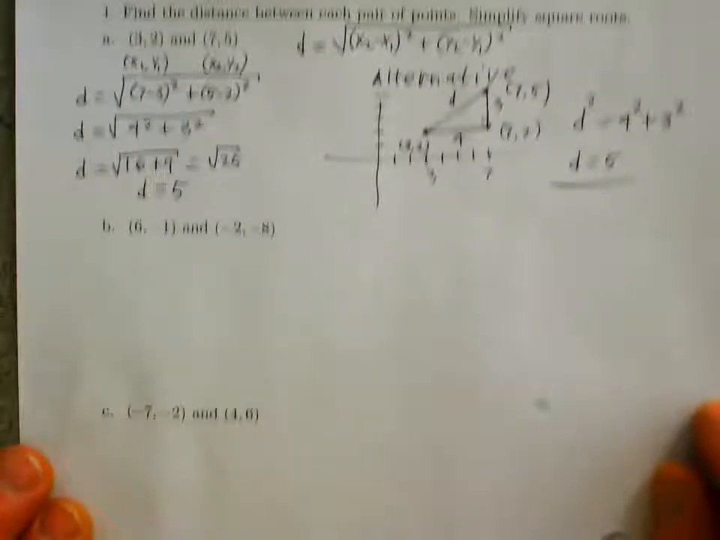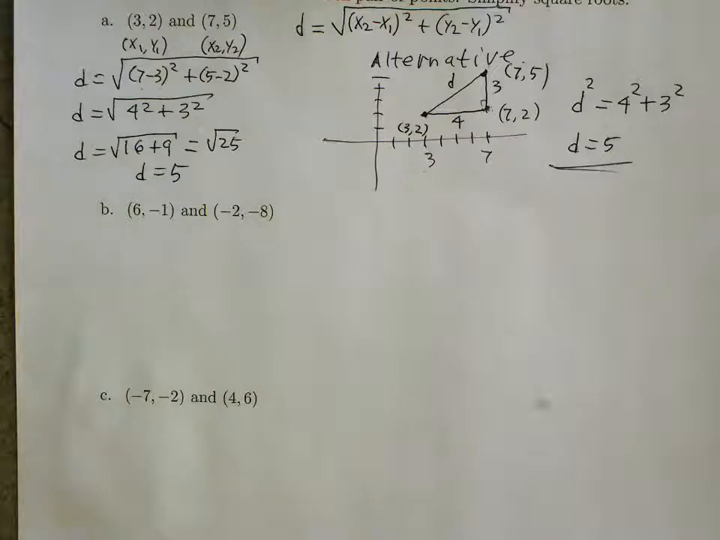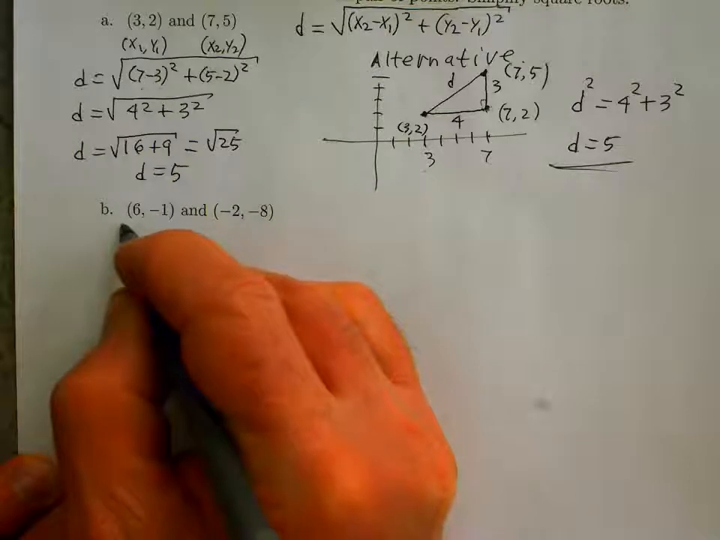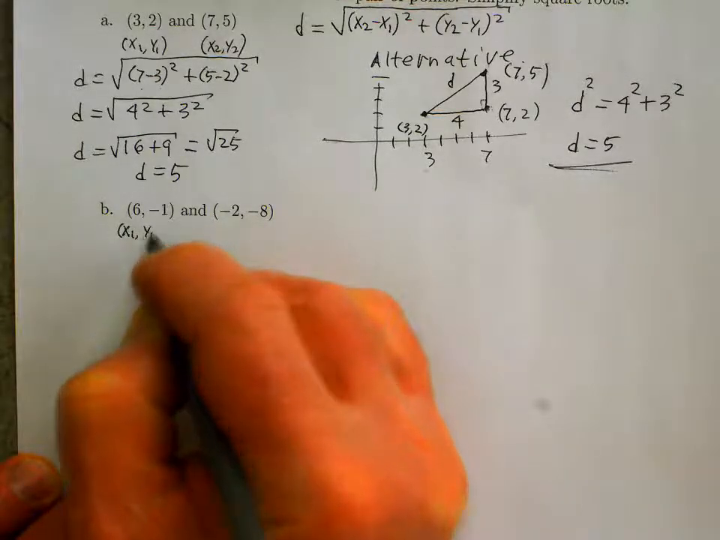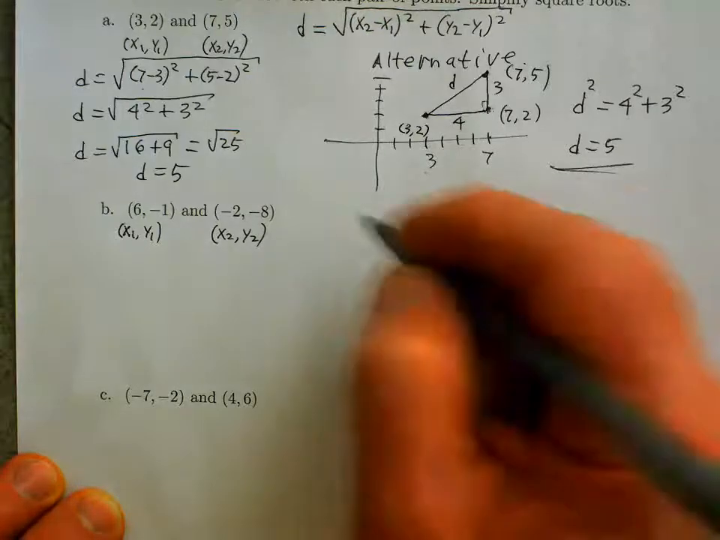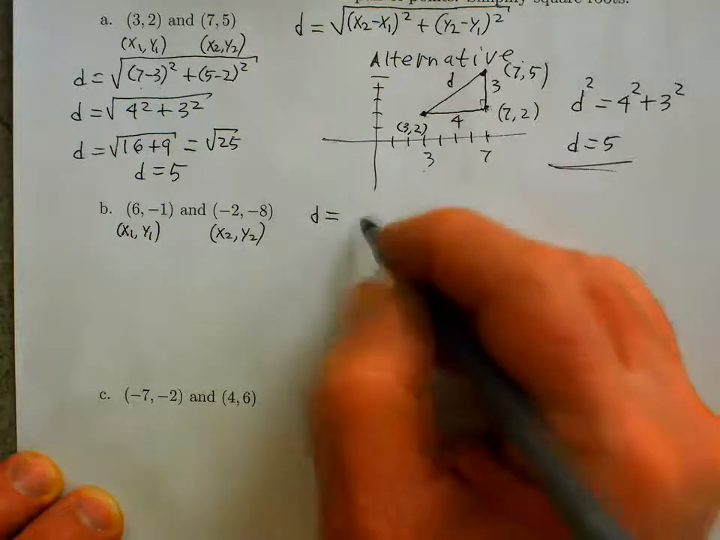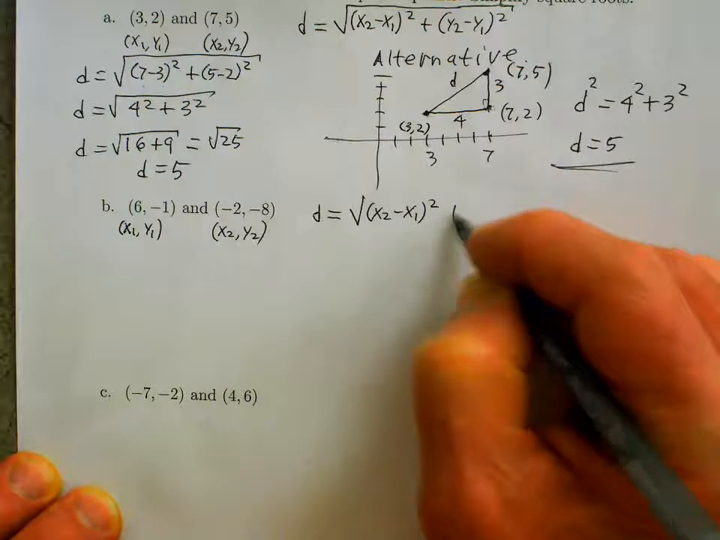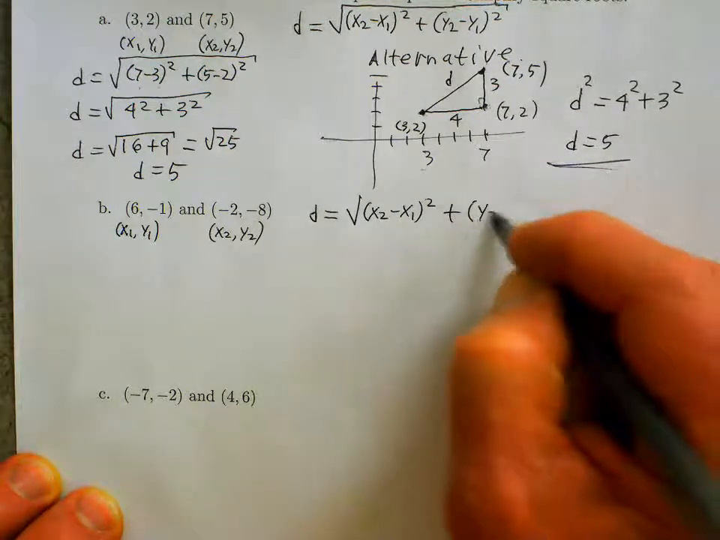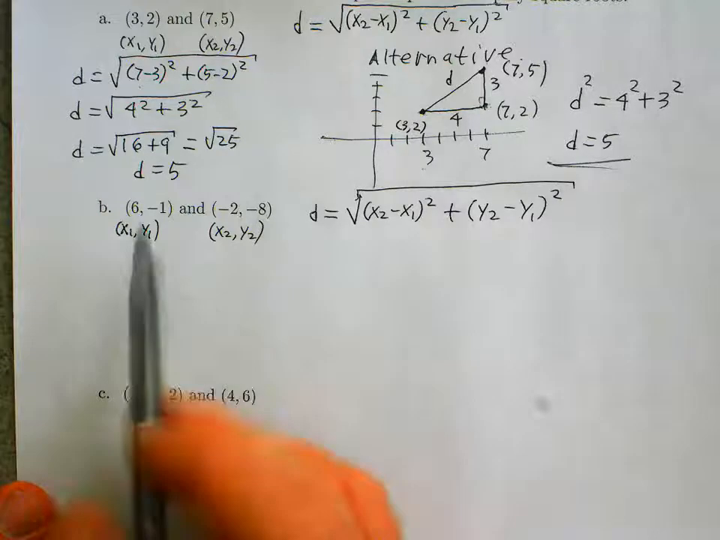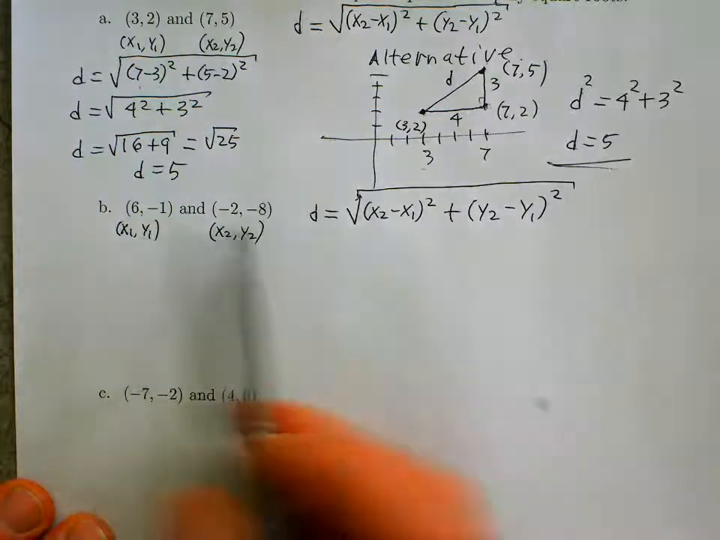Okay, the next example, let's find the distance between the points 6, -1, and -2, -8. So if you want, it's not required, but you can assign x1, y1 to be one of the points and x2, y2 to be the other one, and it might not hurt just to write down the distance formula. The more times you write it down perfectly, probably the easier it will be to remember. But always be careful with the arithmetic, especially when negatives are involved.